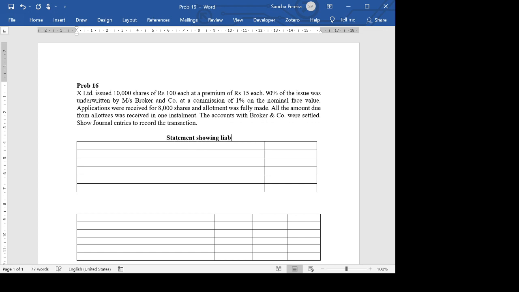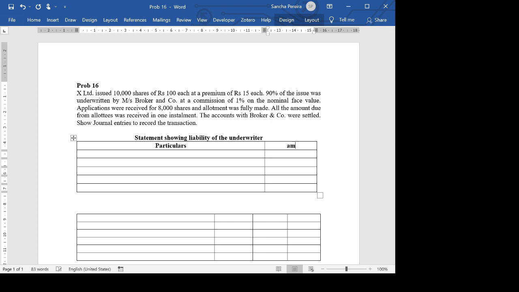Statement showing liability of the underwriter. So we have the particulars and the amount. Okay. So we start with the gross liability. Now here the gross liability would be 90% of the issue. So it's 10,000 shares. The entire issue is not underwritten, only 90%.